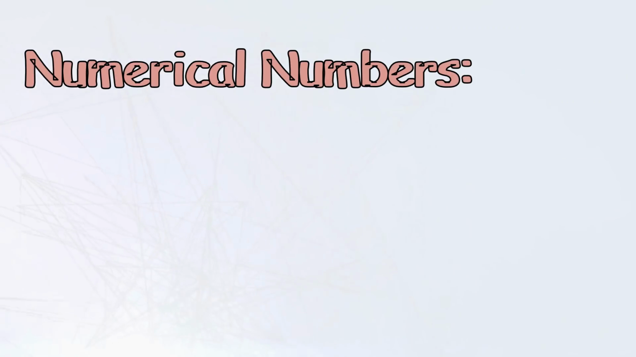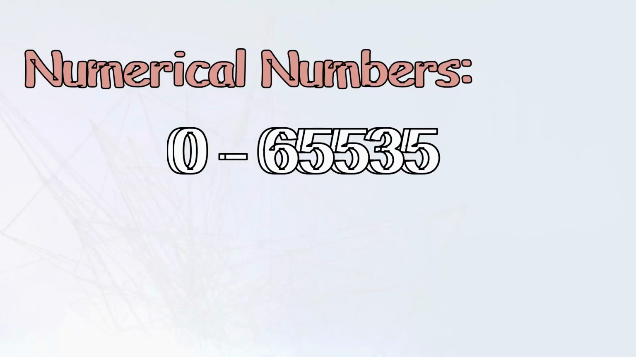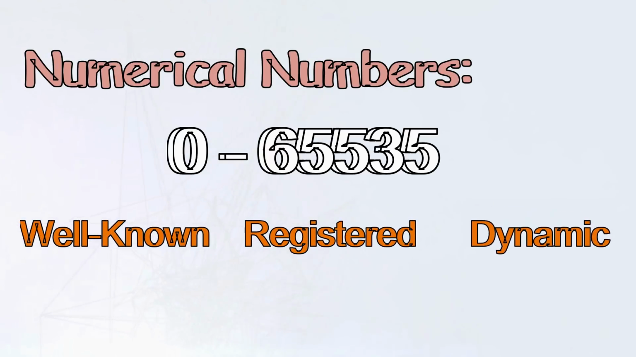All logical ports are a group of numerical numbers ranging from 0 to 65,535. This group is divided into three segments. Here's a closer look. Ports ranging from 0 to 1023 are called well-known ports.